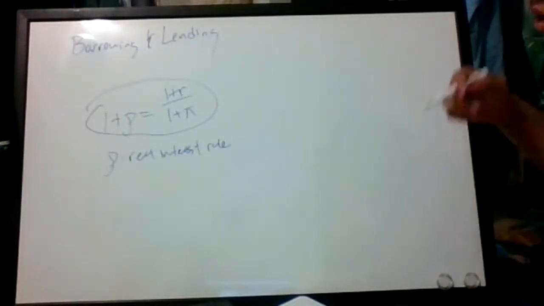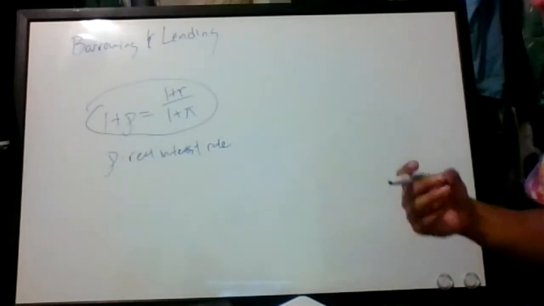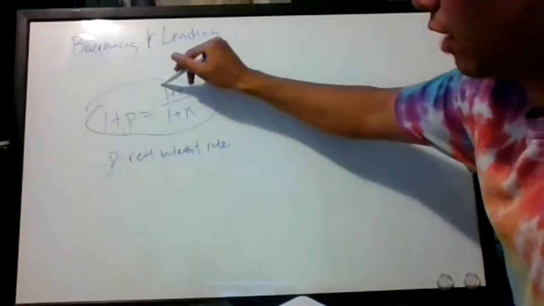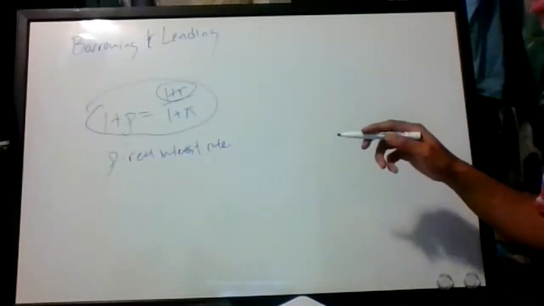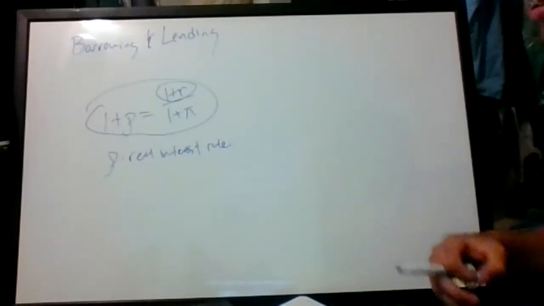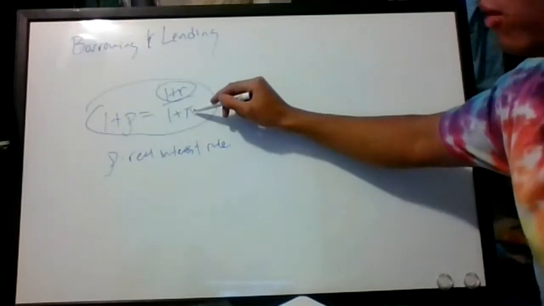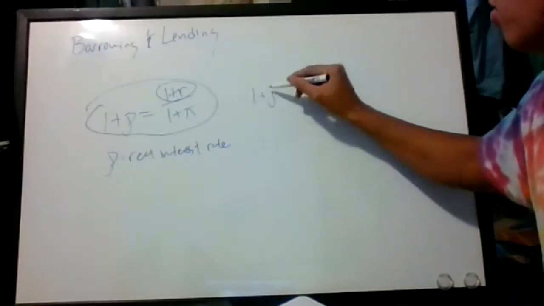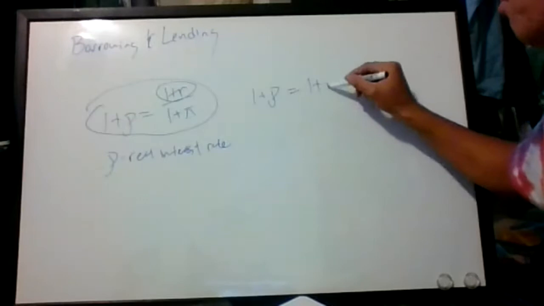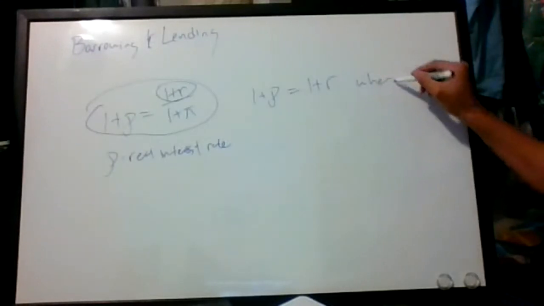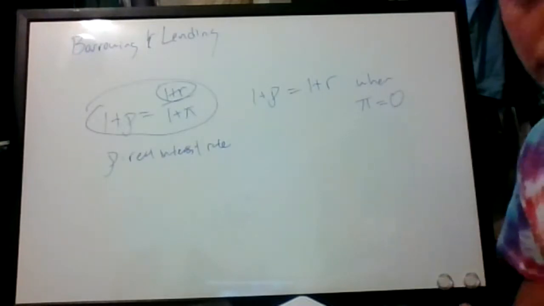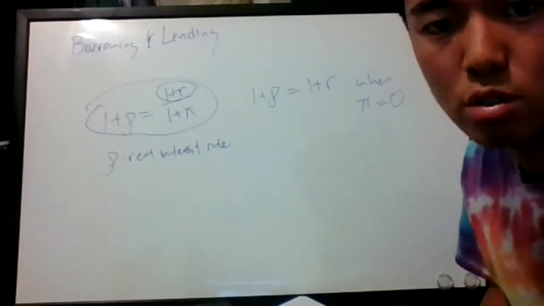And the reason why we introduce this concept with just the nominal interest rate is because we assume that there's no inflation between period 1 and period 2. And if you think about what happens when pi is 0, well, that means that 1 plus rho is equal to 1 plus r when pi is 0.